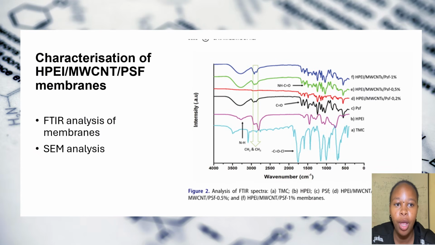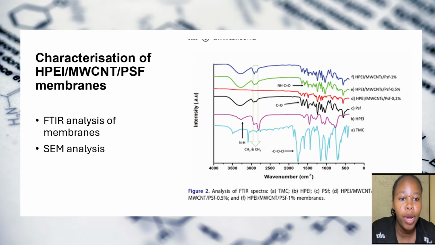Characterization of HPEI MWCNTs, analysis of membrane, confirmed the successful interfacial polymerization of HPEI MWCNTs onto PSF membranes. This was evidenced by disappearance of acyl chloride peak at 1,758 centimeters and the appearance of new amide peaks, indicating a reaction between HPEI and TMC, which is trimesoyl chloride. These findings are consistent with previous studies, confirming the effective incorporation of HPEI into PSF matrix.